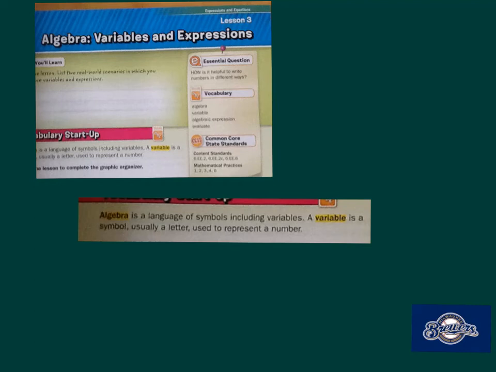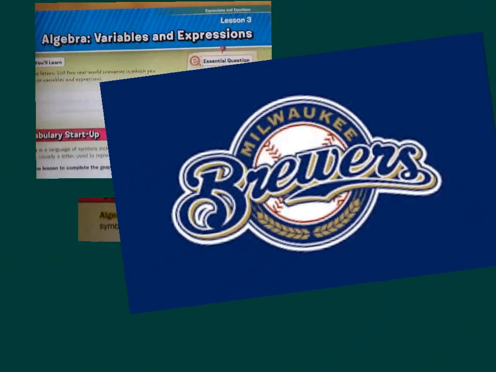This is Chapter 6, Lesson 3, Algebra, Variables and Expressions. Your code word for this lesson is Milwaukee Brewers.